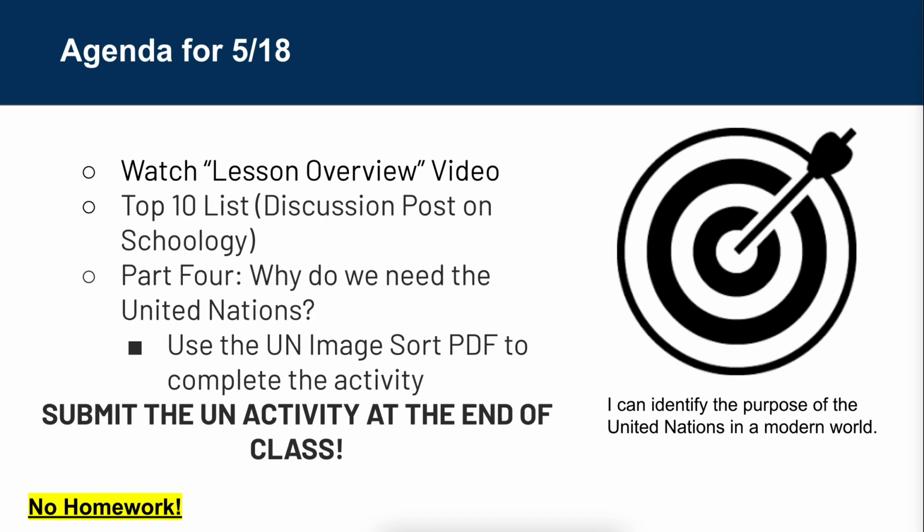Today, you're going to do three things. Number one, watch this lesson overview video, which, way to go, you're already doing that. Number two, you're going to do a quick discussion post called the Top 10 List. You'll find that discussion post below this agenda on Schoology. And then finally, you are going to be finishing part 4 of the UN activity. Specifically, you're going to be using the PDF posted in today's folder titled UN Image Sort to complete the activity.